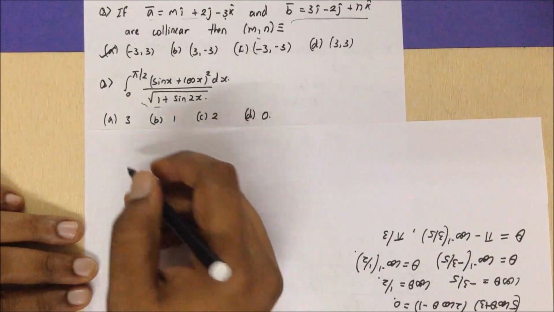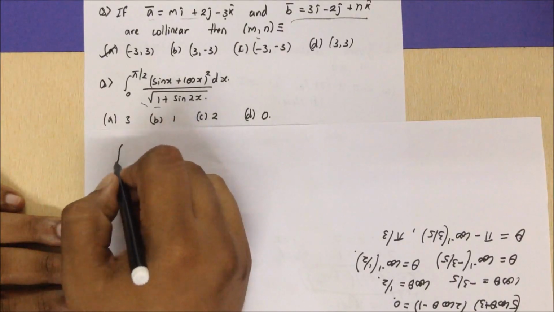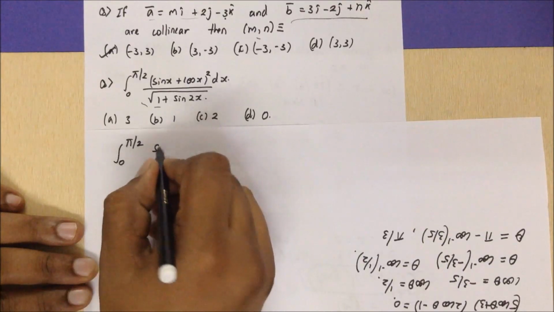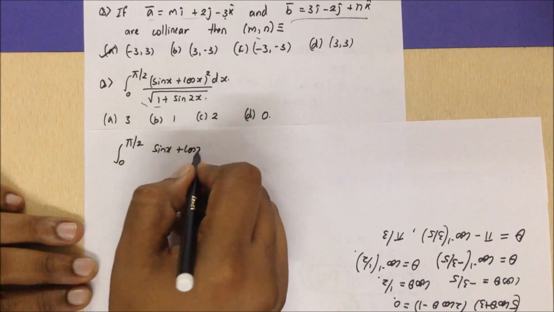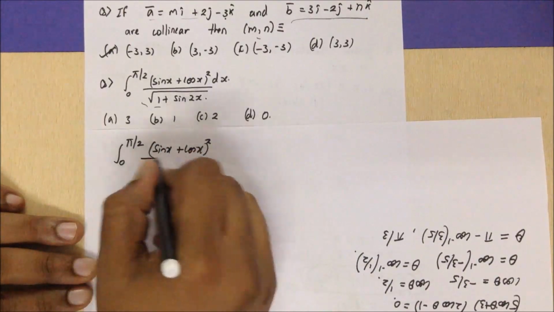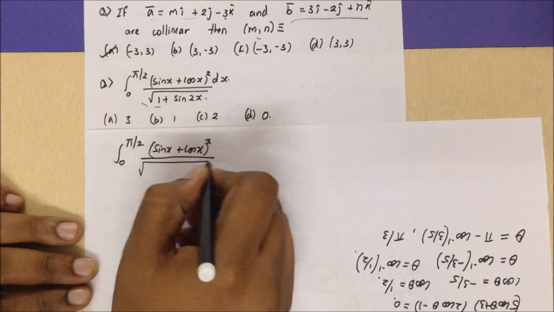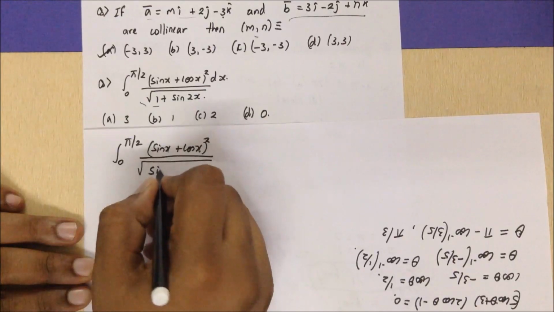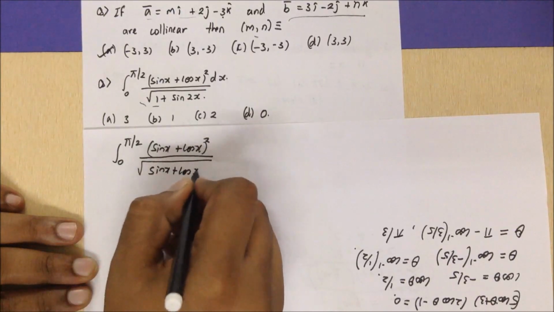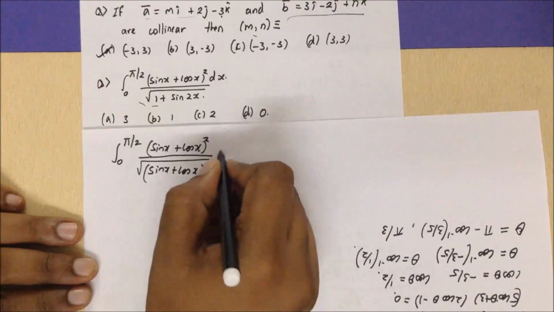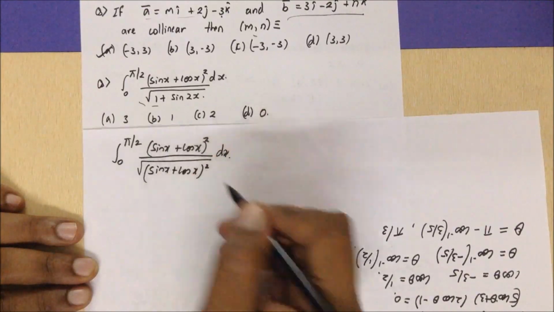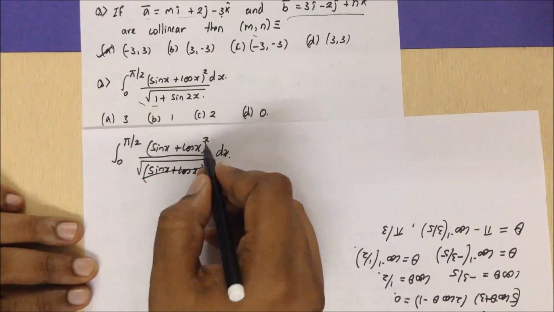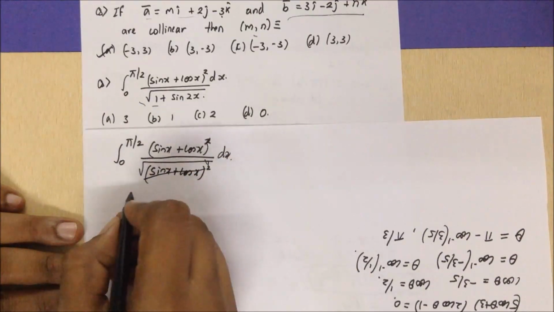So applying that thing over here, I'll be getting it as integral 0 to pi by 2 of (sin x plus cos x) the whole square divided by the root of, instead of 1 plus sin 2x, I'll be getting (sin x plus cos x) the whole square. So because of the square and the root, the both of them nullify each other, and I'll be cancelling one of the terms from the numerator.